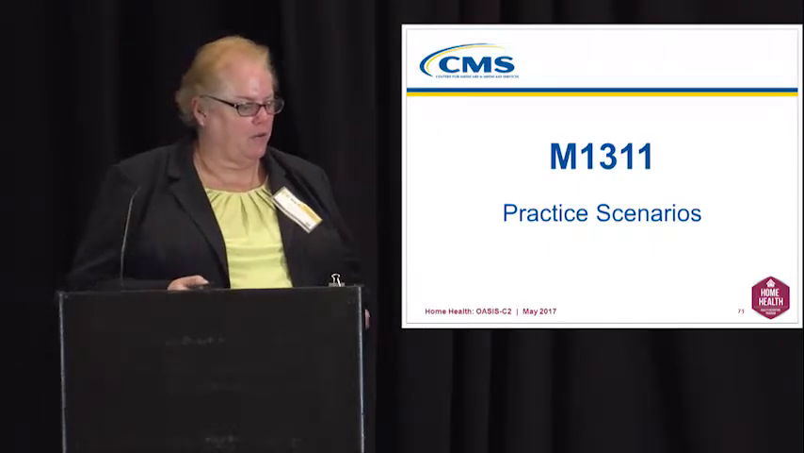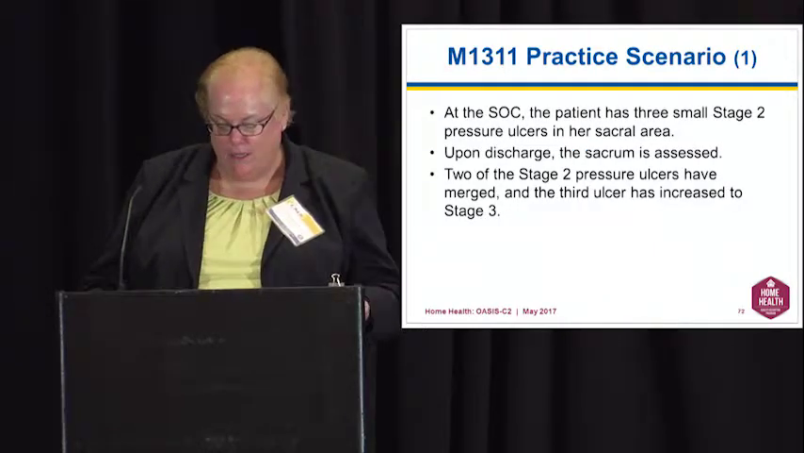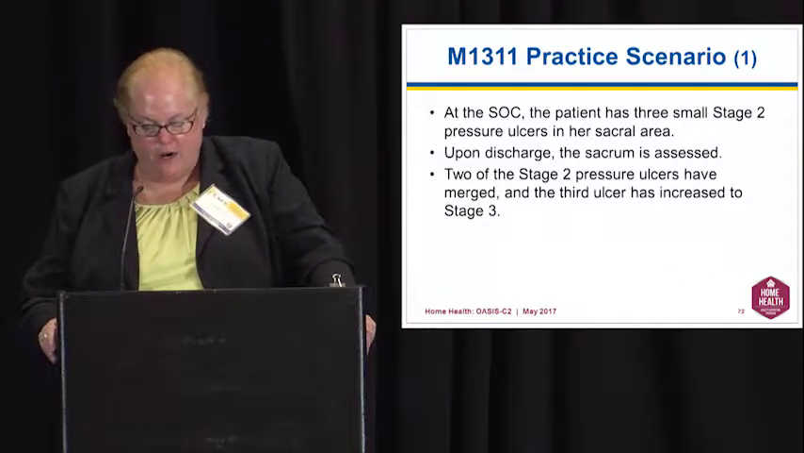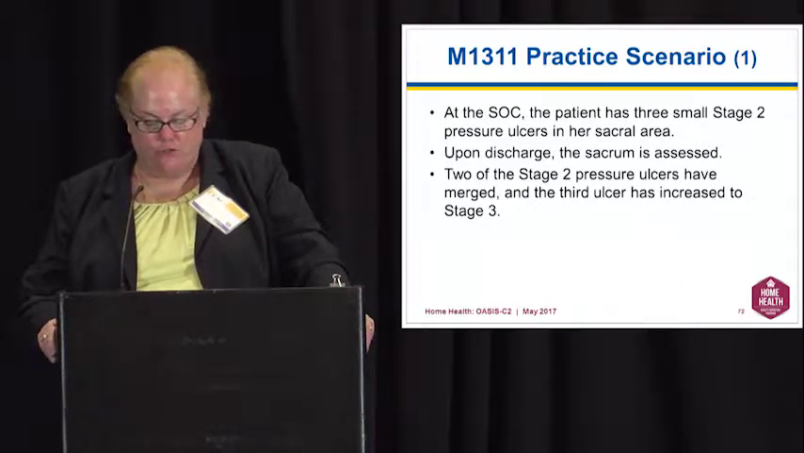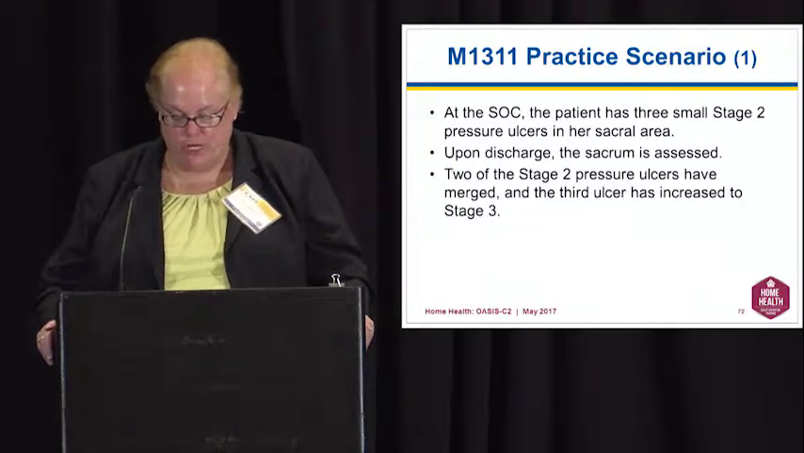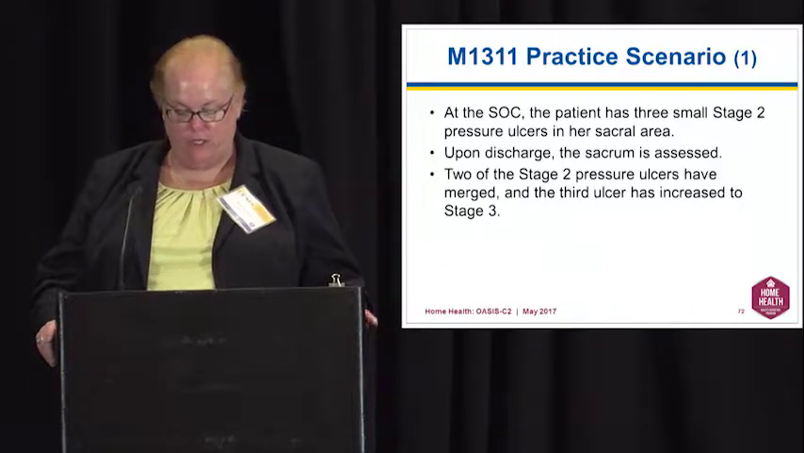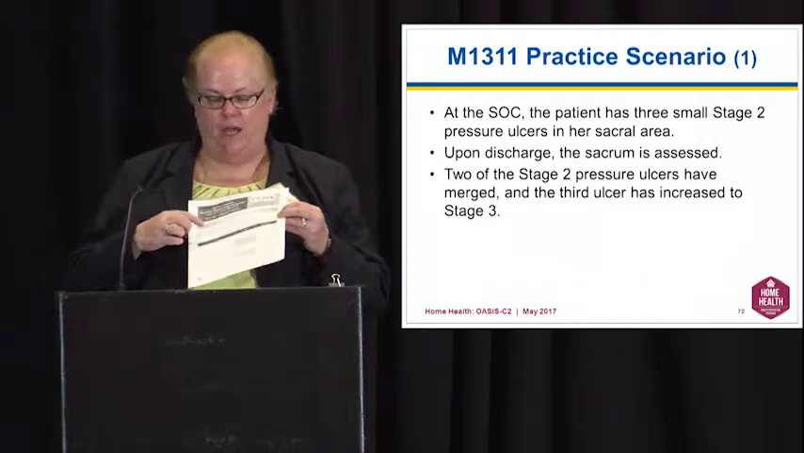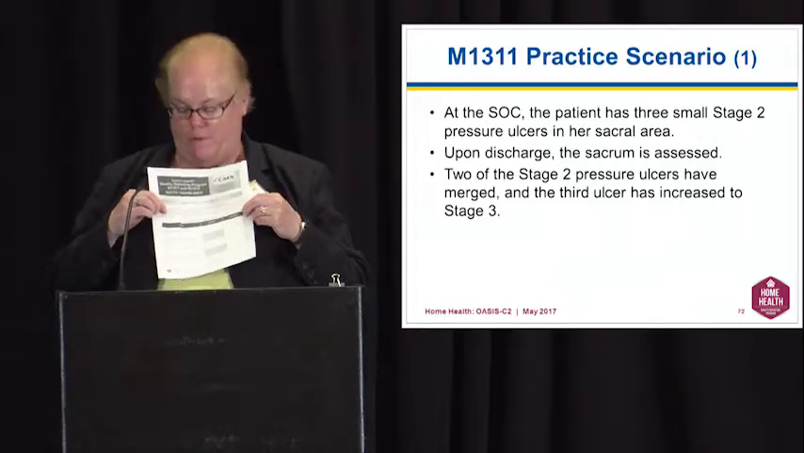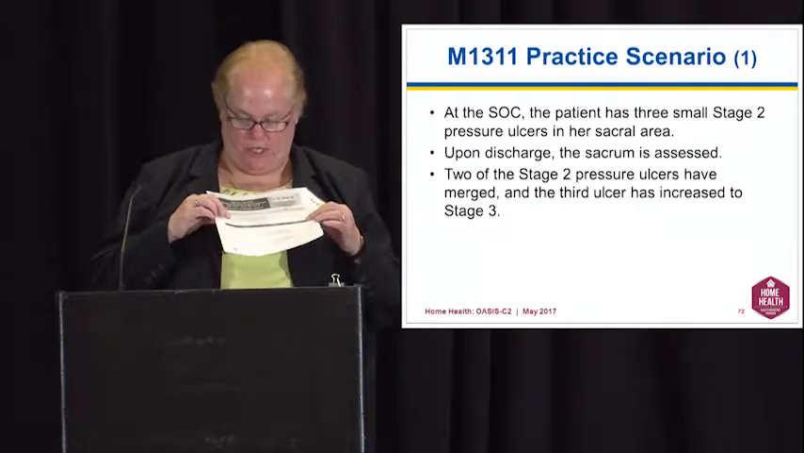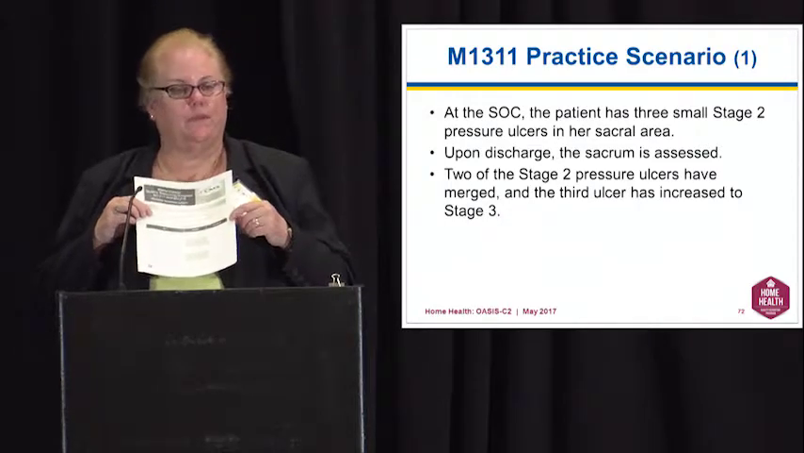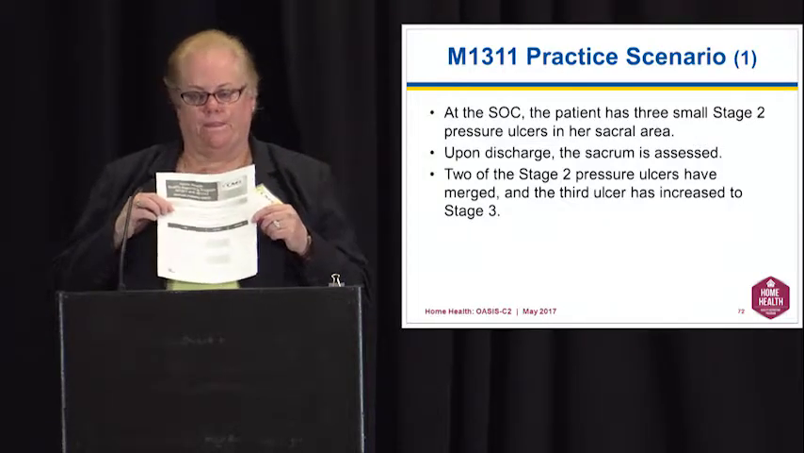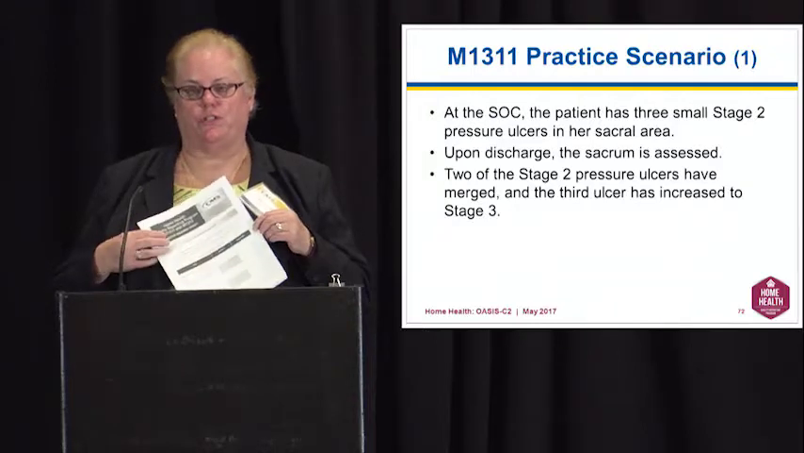All right. So, practice scenario 1. This is your patient. At the start of care, the patient has 3 small stage 2 pressure ulcers on her sacral area. Upon discharge, the sacrum is assessed. 2 of the stage 2 pressure ulcers have merged, and the 3rd ulcer has increased to a stage 3. So take your sheet. I'm going to give you a moment. The key bullet points are on the top above the coding, and just go ahead and code this as if this was your discharge assessment. So answer each one of the questions there.